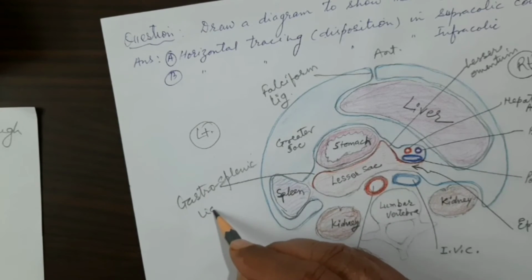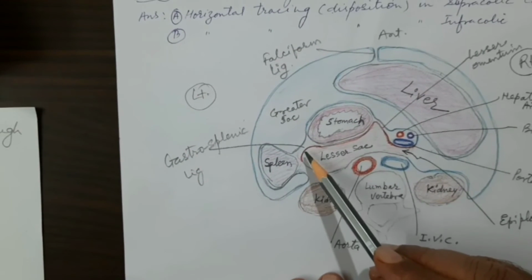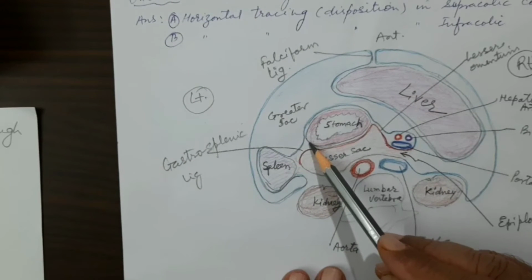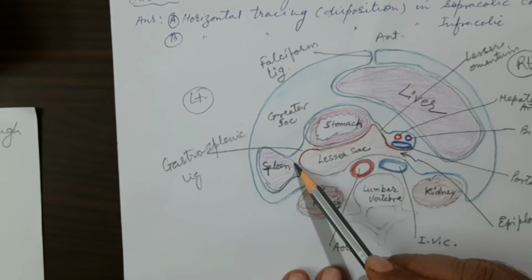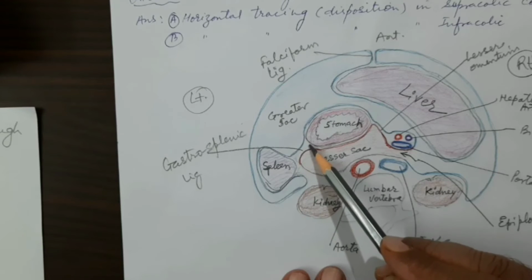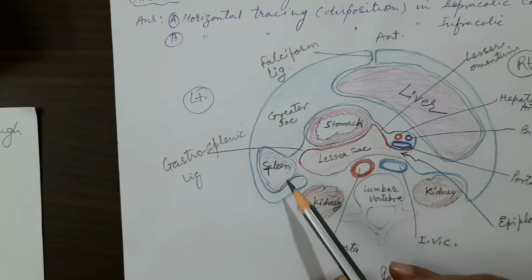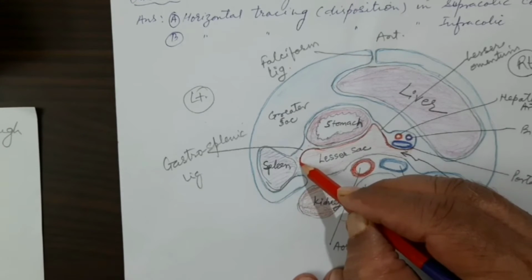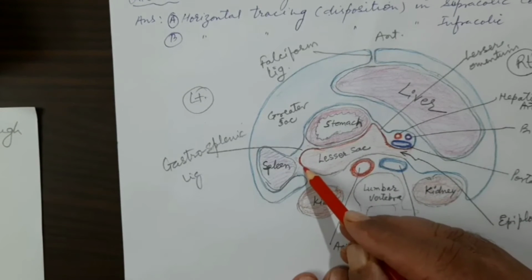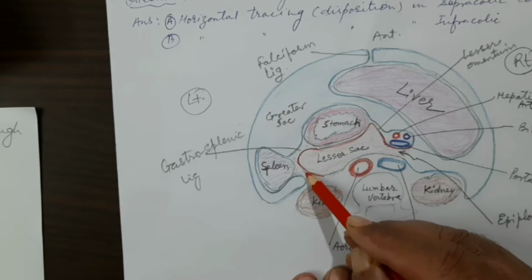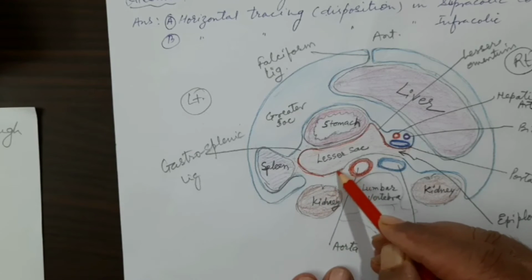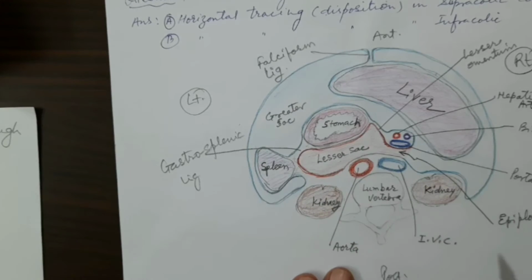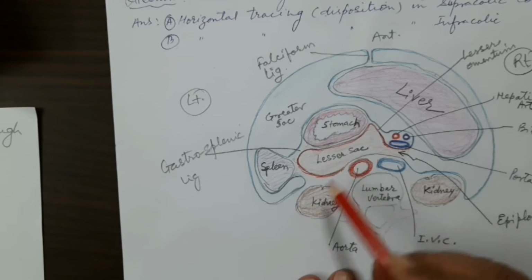Gastrosplenic ligament. That is a double fold of peritoneum, starting from the greater curvature of the stomach, going right up to the hilum of the spleen, and forms the gastrosplenic ligament, and the arteries will pass through it. If you trace this red line further, it will go and form another double fold, which is now covering the anterior aspect of the spleen.